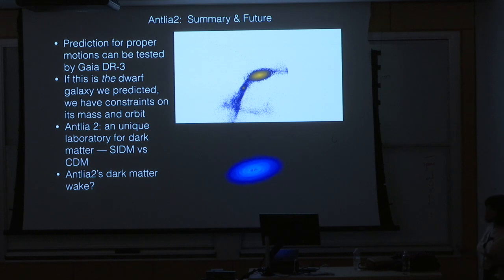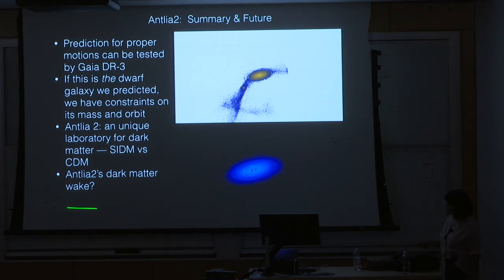And Antlia 2 really is very unique because it is the lowest surface brightness galaxy known. Its half-light radius is 3 kpc, as large as the LMC. And it's still a question if you can produce cores that large in the standard cold dark matter model. So maybe we really need self-interacting dark matter to do this. And I've been doing some work with Omid and Hybor here to test this.